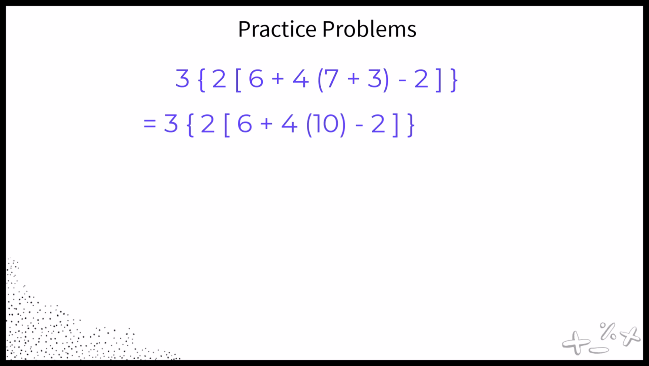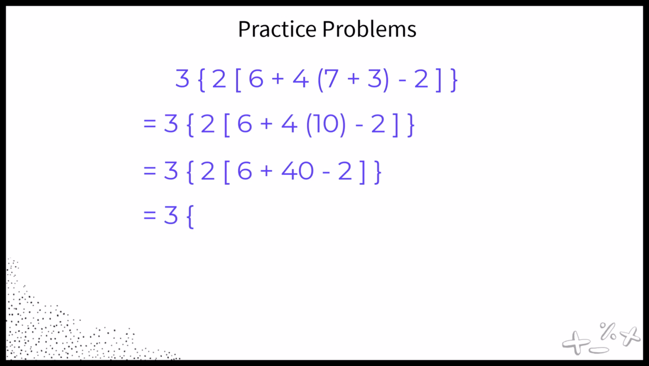Next step, again, unfinished work, 3, curly bracket, 2, square bracket. And then we are not going to add 6 plus 4 because we've learned that mistake. And we're going to do the 4 plus 10 first. So we have 6 plus 40 minus 2, and then closing up all our brackets again.